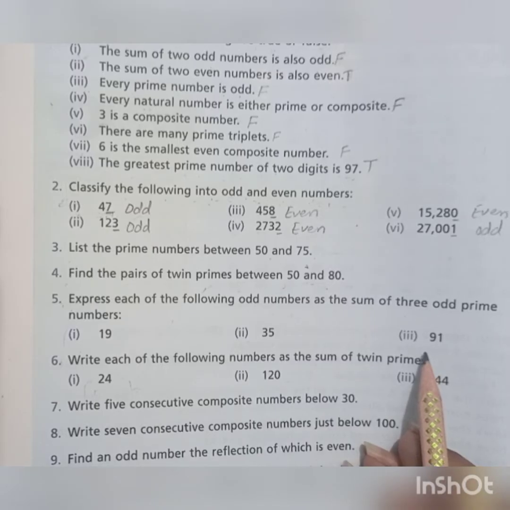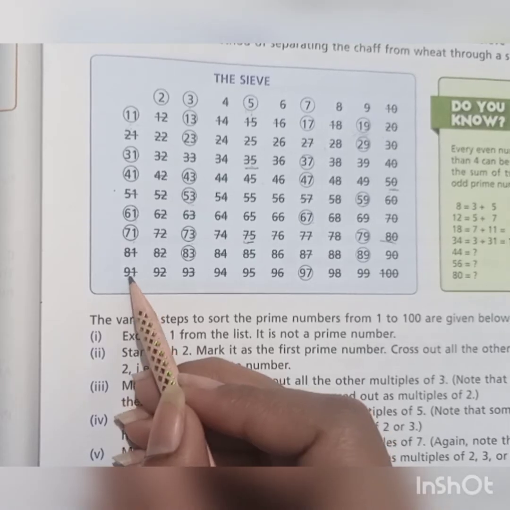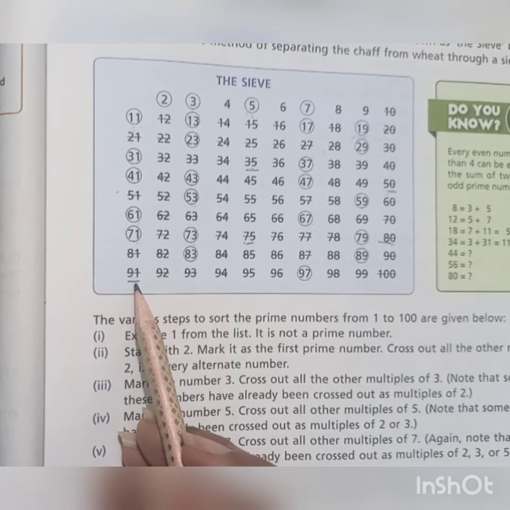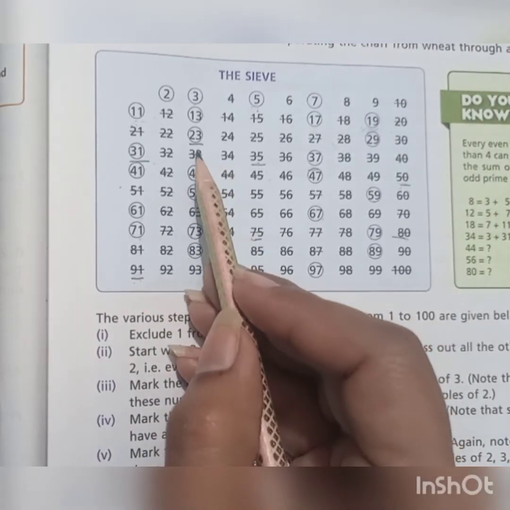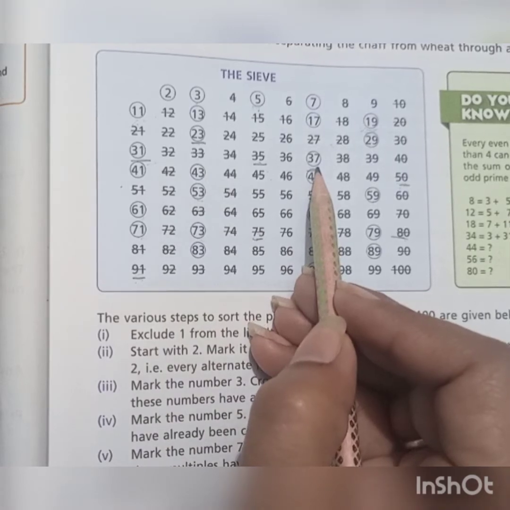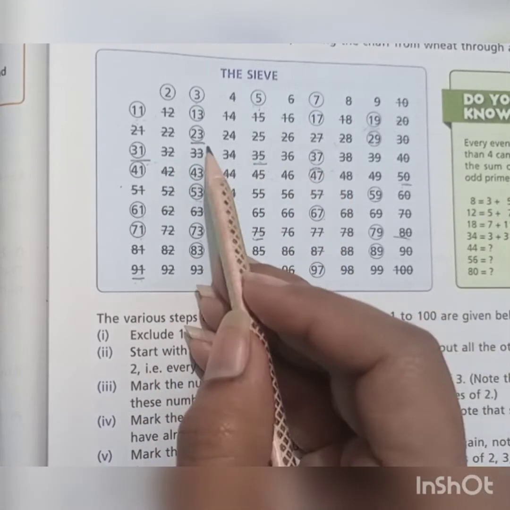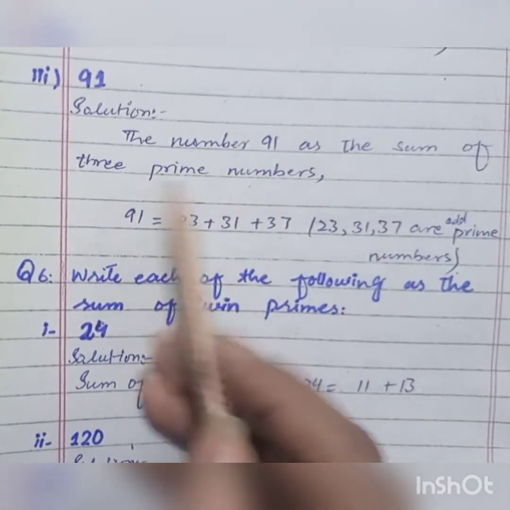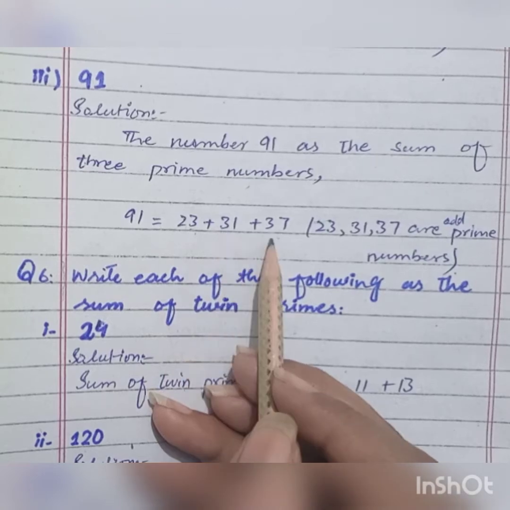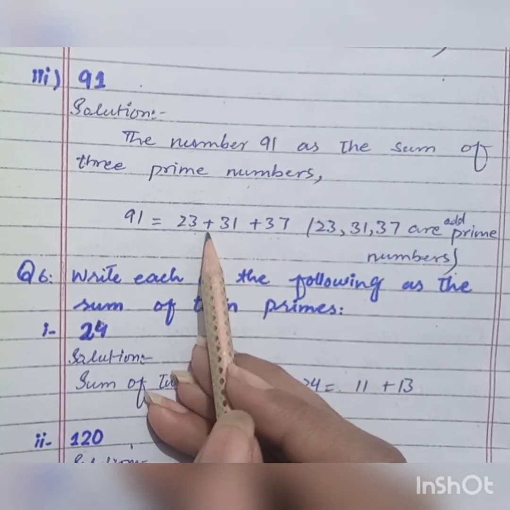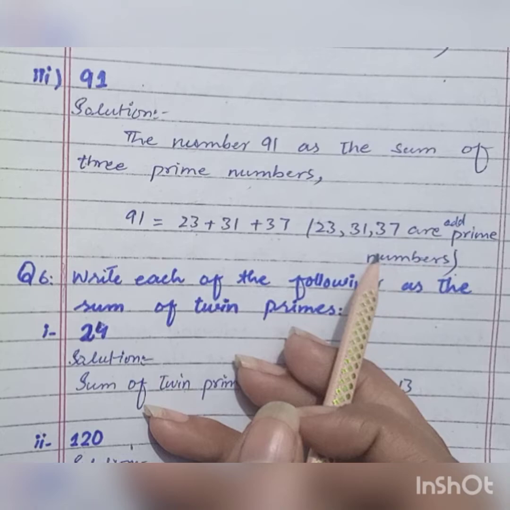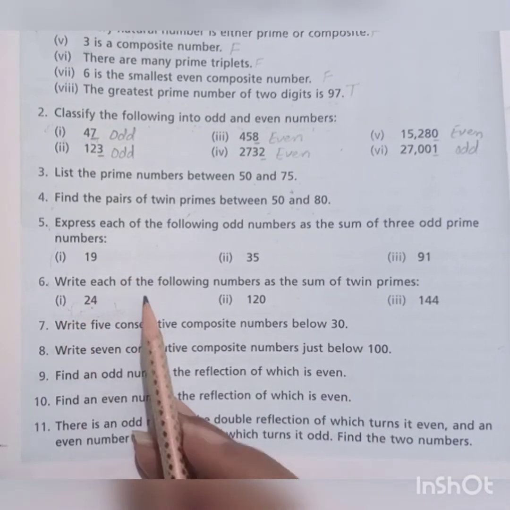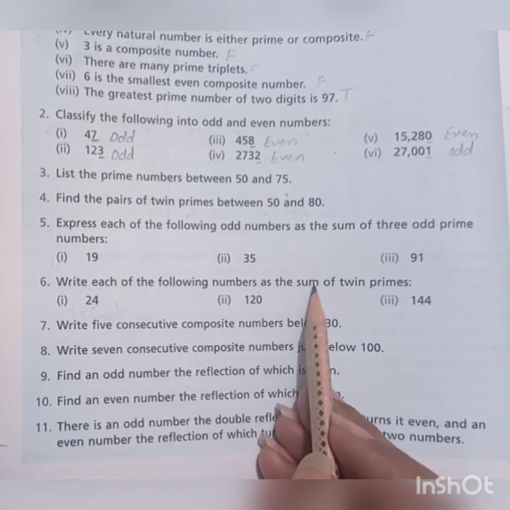numbers. Part number 3 is 91. In the table we can see that here is the number 91. Now let's find the odd prime numbers whose sum is equal to 91, and those are 23, 31 and 37. These are the odd prime numbers whose sum is equal to 91. Here we can see the solution: the number 91 as the sum of three prime numbers is equal to 23, 31 and 37, as 23, 31 and 37 are odd prime numbers and their sum is equal to 91.